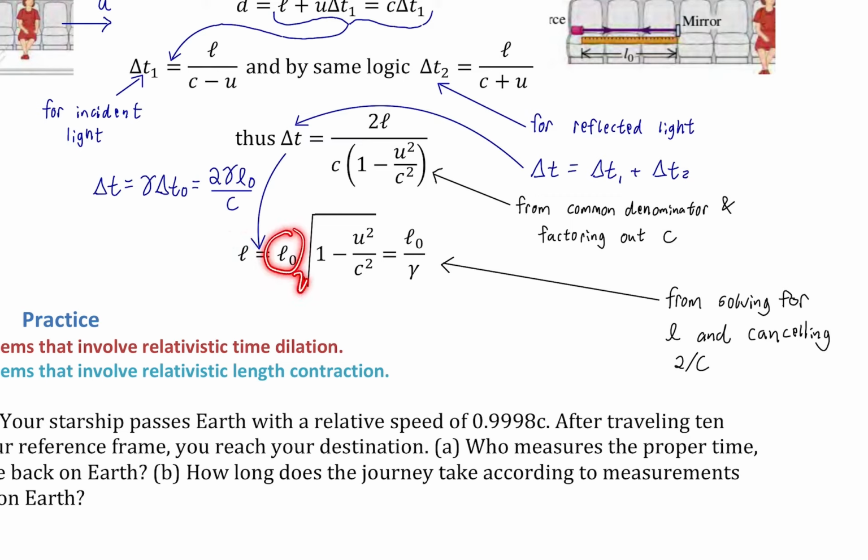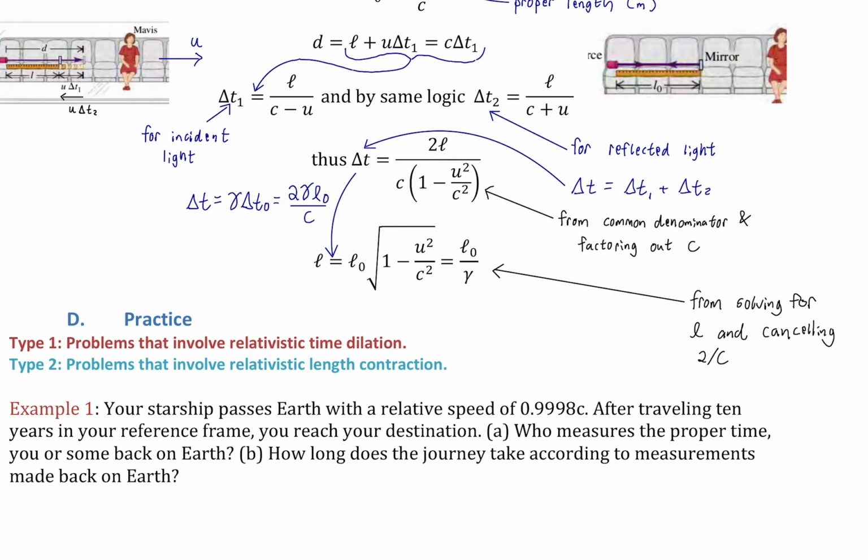Then we get this nice expression that the length is equal to the proper length times this, and this looks a lot like the Lorentz factor, but it's actually the reciprocal of the Lorentz factor. So the relationship between length and proper length is that you take the proper length and divide by the Lorentz factor. After all, the Lorentz factor is always greater than 1, which means the measured length in any other reference frame will always be shorter than the proper length. That's why it's length contraction.